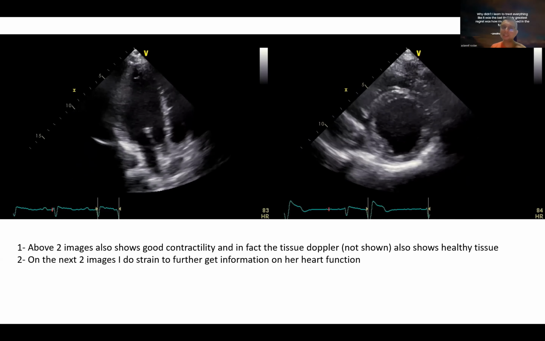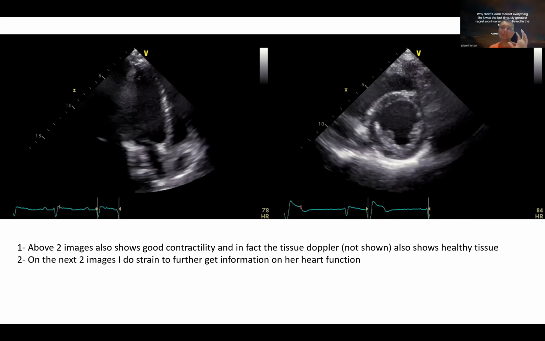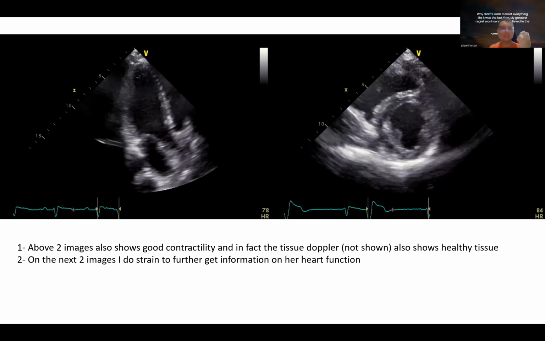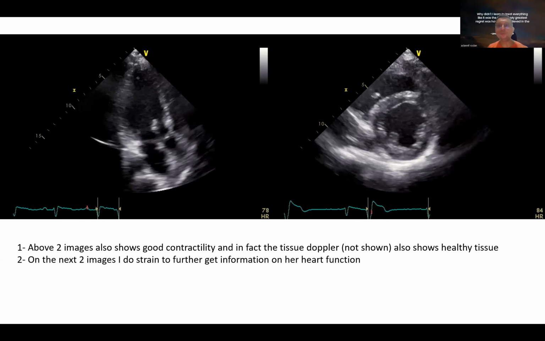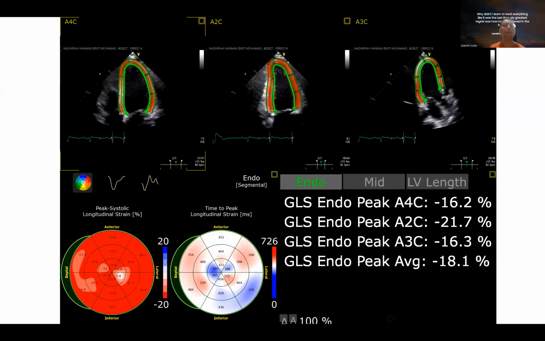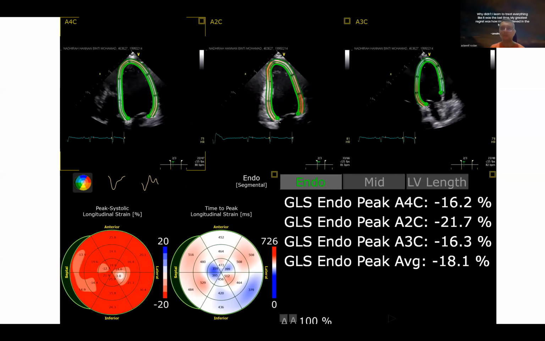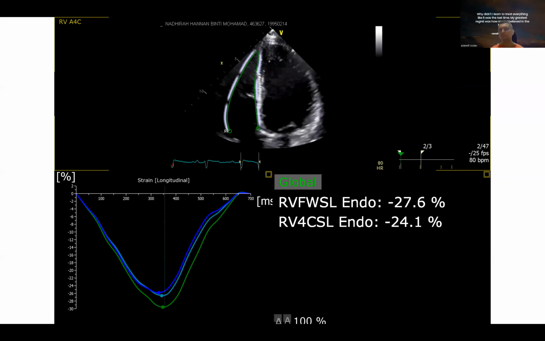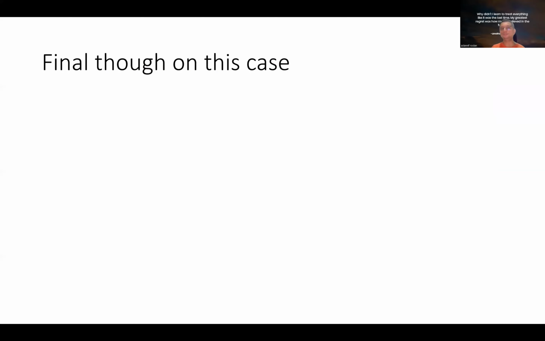Obviously, this patient is pregnant. I do not want to make a mistake. So what do I do? I do strain. Maybe it's still not good. Why do we do strain? And lo and behold, when we do strain, we can see that the GLS is actually normal at negative 18.1%. So for all intents and purposes, this patient has normal LV function, if not for the fact that she has frequent PVCs. The RV function is also normal.